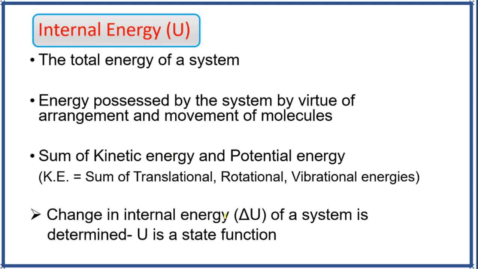In thermodynamics, only the change in internal energy of a particular system is required, but not the exact value of U. Only the change in internal energy. If a system is undergoing change from one state to the other state, only the change in internal energy is required. The actual value of U is not required, because we cannot determine it. This U, as we discussed, is the sum of kinetic energy and potential energy, and kinetic energy is equal to the sum of translational, rotational and vibrational energies, and the values for these energies cannot be determined accurately. So only the change in internal energy is required for us.